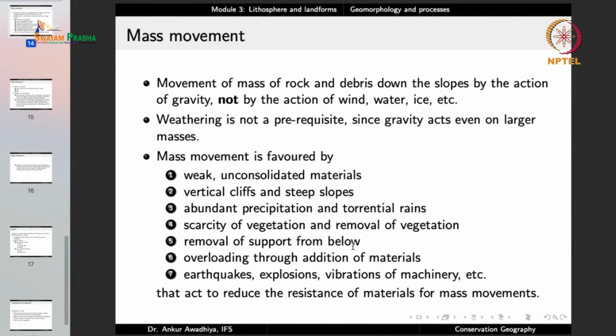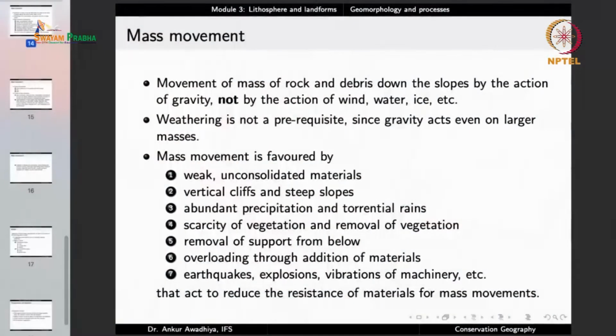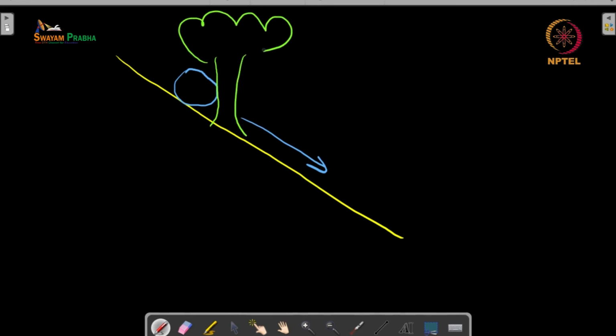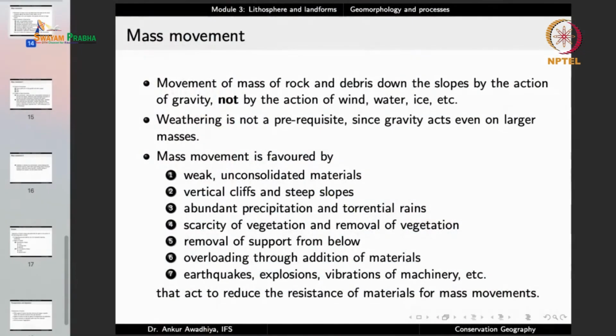Scarcity of vegetation and removal of vegetation, because vegetation tends to hold the soil, it tends to hold the materials, even it tends to hold the rocks. So suppose you have a slope and you have a rock, and if there is no vegetation, then probably this rock will very easily move down. But if there is say a big size tree here, then the rock will be stopped here at this location. It will not be able to move. So vegetation stops the mass movement, and so removal of vegetation or scarcity of vegetation helps the mass movement.